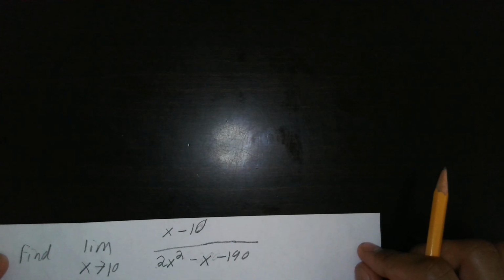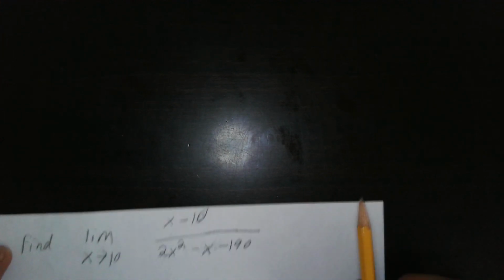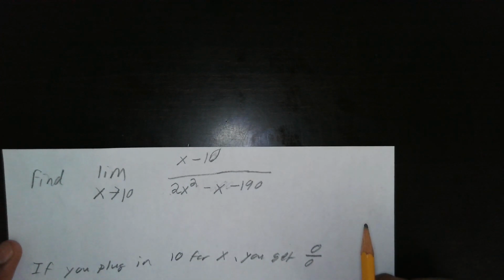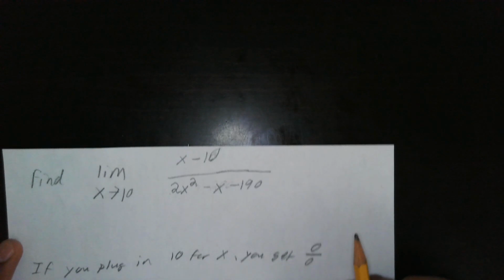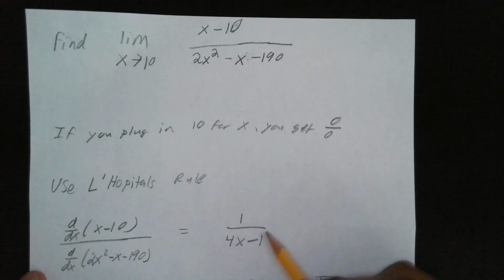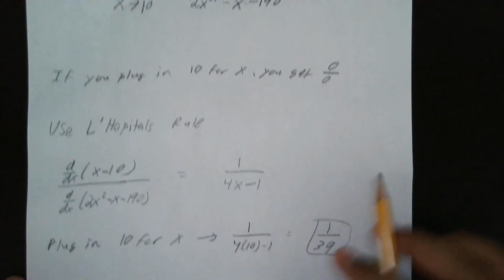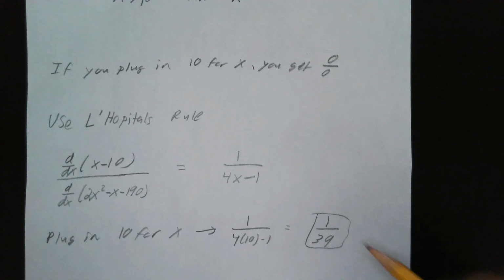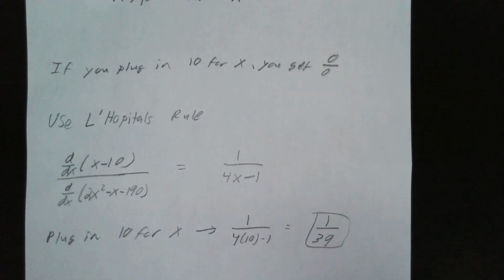If you plug in 10 for x, you get 0 over 0, so for this we can use L'Hopital's rule. We take the derivative of the numerator and the denominator, and we get 1 over 4x minus 1. Then we try plugging in 10 for x again, and we get 1 over 39. That's the answer, that's our limit.